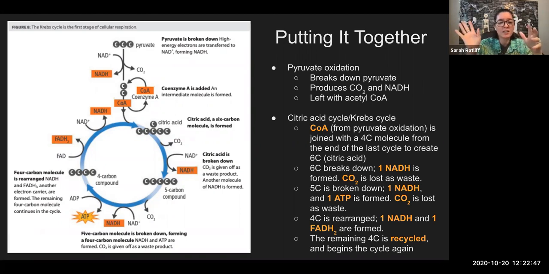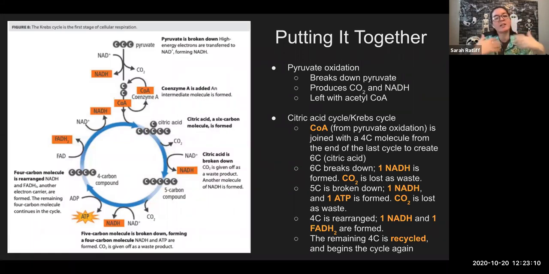We're going to get rid of one of those carbons through carbon dioxide so that we can make an NADH. We have 5 left. We're going to do that again. We're going to get rid of one of those carbons through carbon dioxide to create an NADH. We're also, in this middle step, creating an ATP. Love it. Got to make that energy somehow. And we're left with this 4-carbon compound.